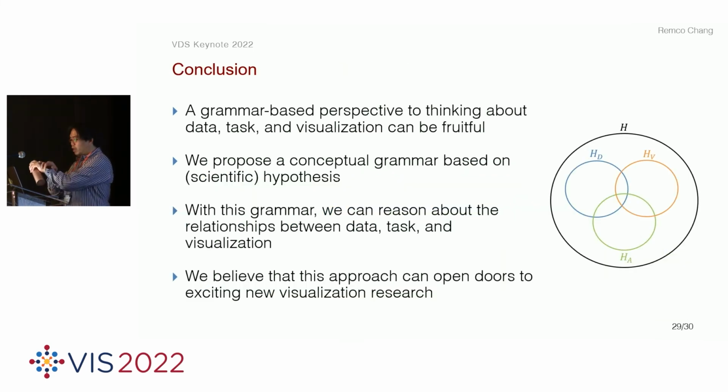Okay, so I'm gonna wrap up because I realize I'm the last thing between you and lunch. But the conclusion here is that what we're proposing is a grammar-based perspective to think about data, task, and visualization, and we believe that this can be fruitful. And we propose a conceptual grammar based on this notion of scientific hypothesis and use that as an illustration of how this can be done. And with this grammar, we can now reason about these relationships between data, task, and viz. And we believe that this approach can open doors to possibly exciting new visualization.